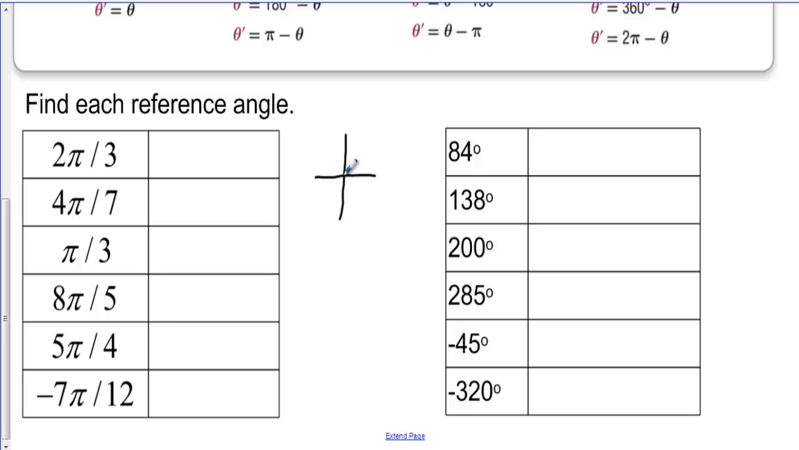2 pi over 3. So 2 pi over 3, here's 1/3, here's 2/3. 2 pi over 3 is 1/3 away from the x-axis. So this would be pi over 3.